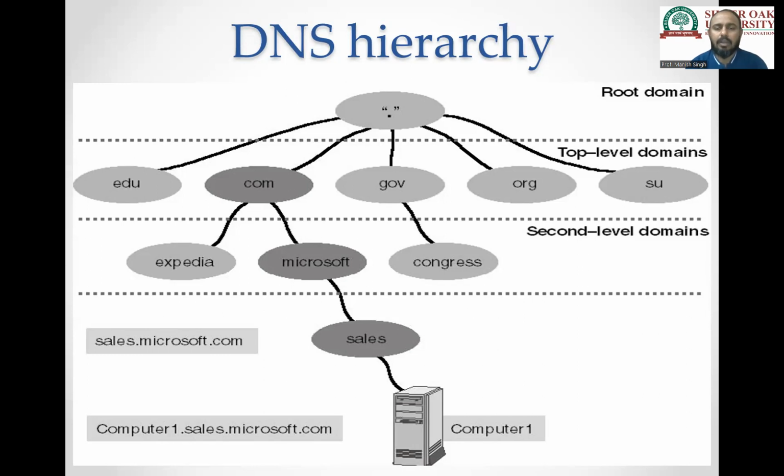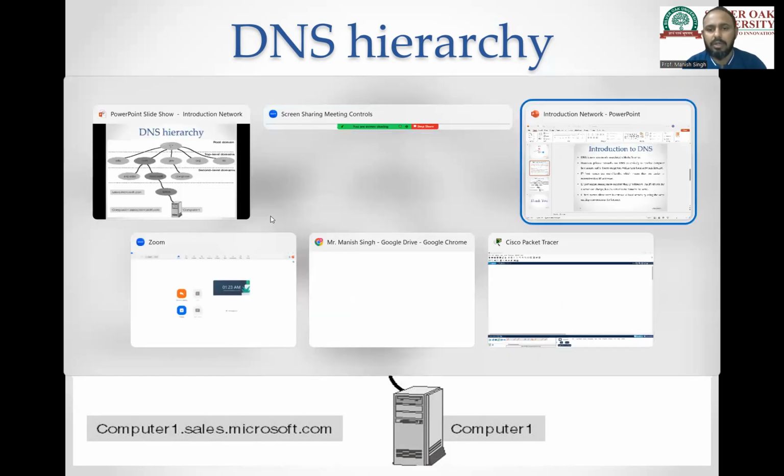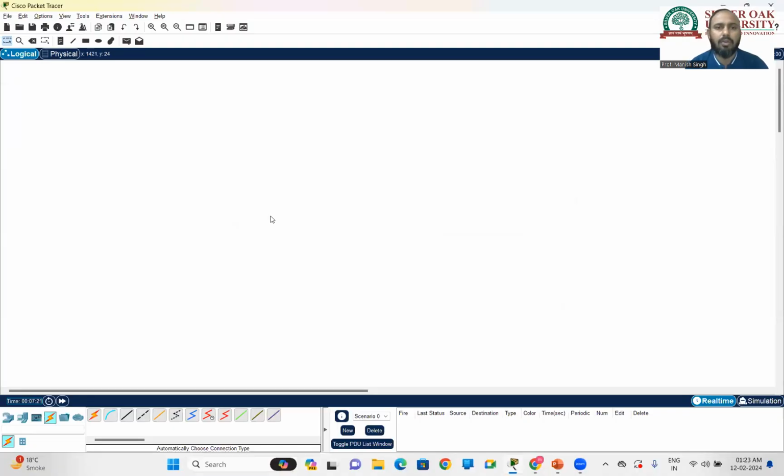Now we can learn this DNS with the help of Cisco Packet Tracer. So we move to Cisco Packet Tracer to understand this practical. Now we come to Cisco Packet Tracer again. In this practical, we are going to learn how to configure DNS. First of all, we go to our end devices. We are taking two PCs and two laptops. We are just making a DNS server in this practical.